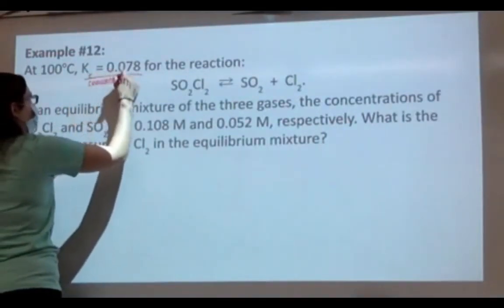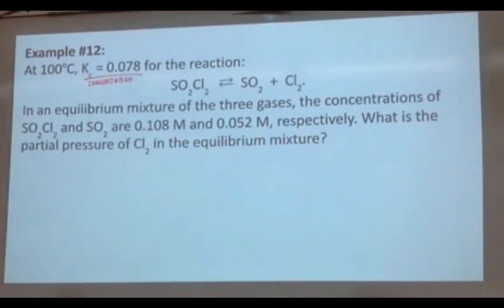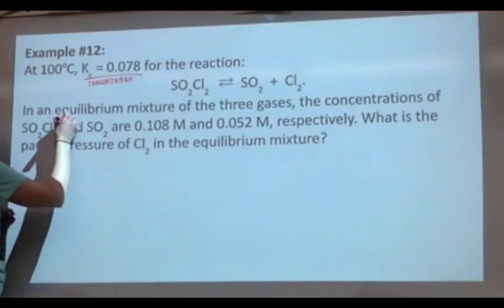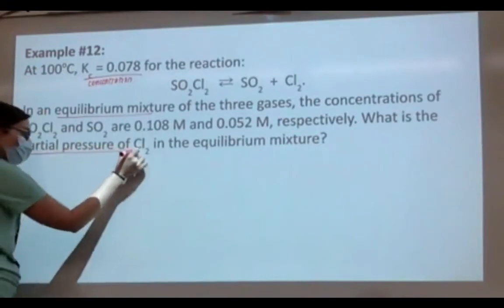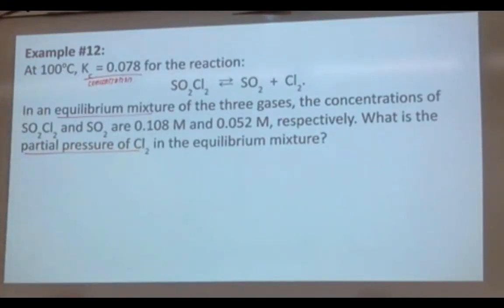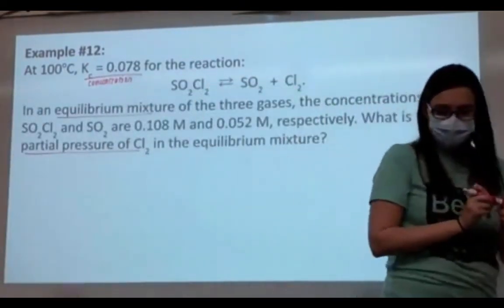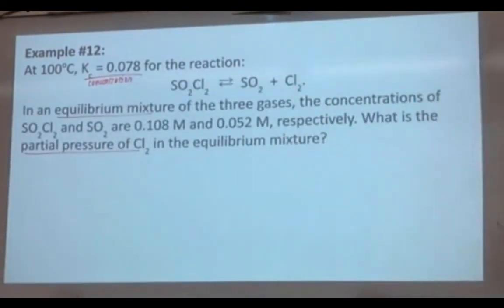But if we want to use this value, we have to use concentration in an equilibrium mixture. That's important because that means we're already at equilibrium. So in an equilibrium mixture of the 3 gases, they give us concentrations of SO2, Cl2, and SO2Cl2. Then it says, what is the partial pressure of Cl2 in the equilibrium mixture? So this is actually a 2-step problem because they give us concentrations.